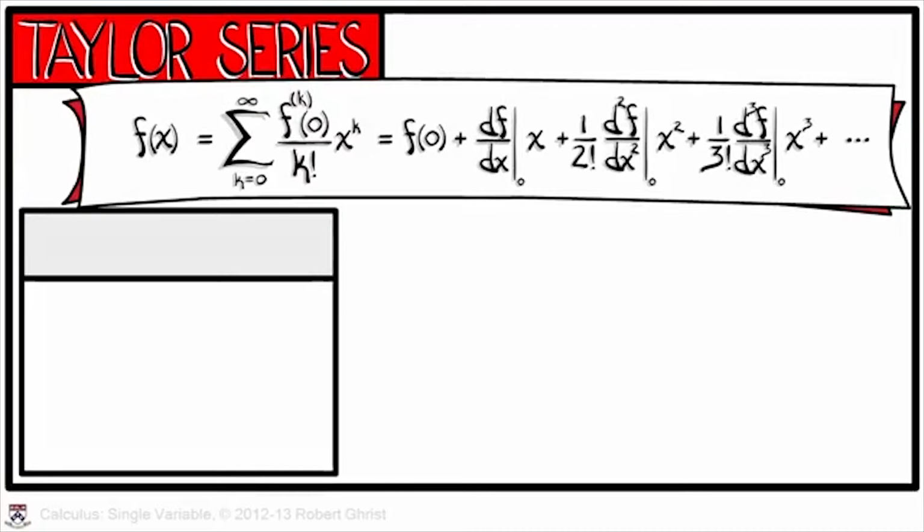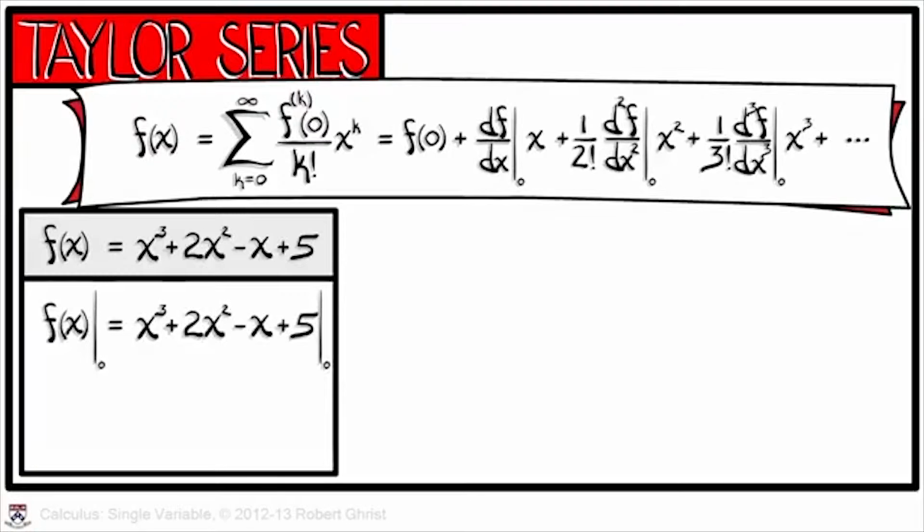What would a very simple function be? Well, let's take a polynomial. In this case, x cubed plus 2x squared minus x plus 5. I know that we can differentiate this with ease.